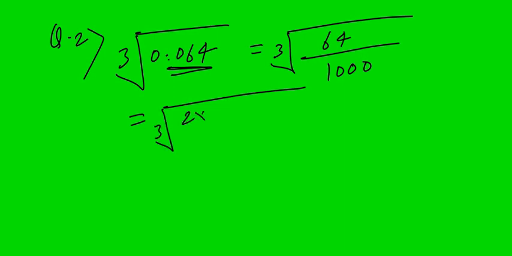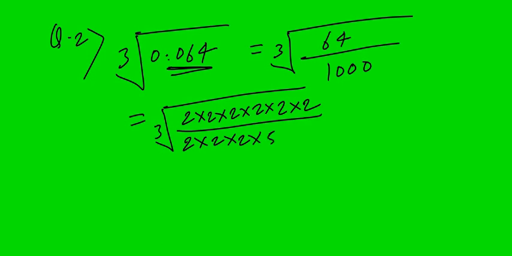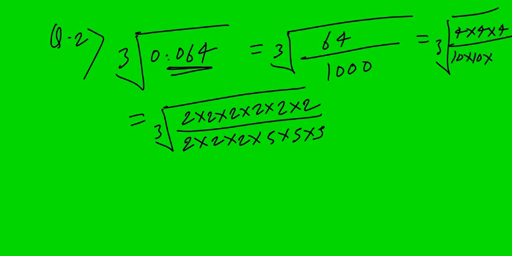Either you have to write 2 into 2 into 2 into 2 into 2 into 2, 6 times, and the factors of 1000 we can write 2 into 2 into 2 and 5 into 5 into 5, or directly we can write this is cube root of 4 into 4, 16 into 4, 64, and this is 10 into 10, 100 into 10, 1000.